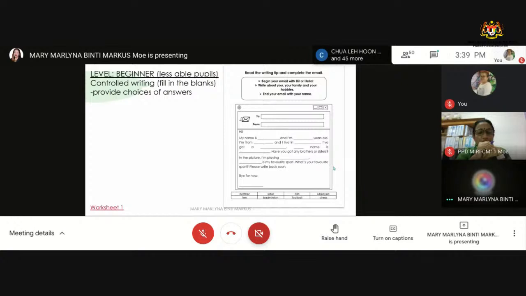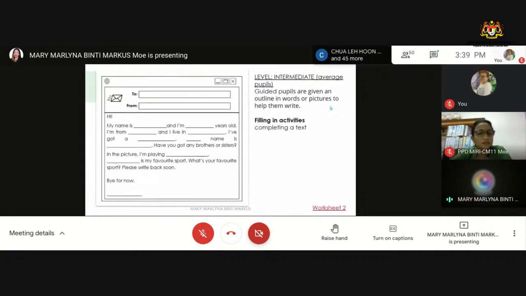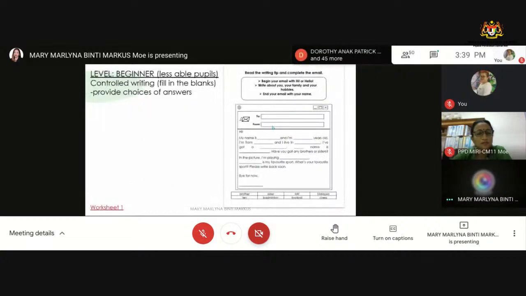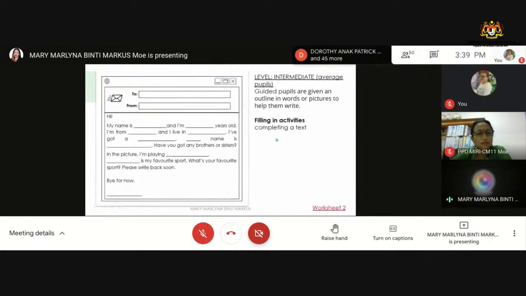Okay, so the next one, we'll go to the intermediate level for the average pupils. The guided pupils are given an outline in words or pictures to help them write. So for this one it is completing a text. It's the same as the beginner level, but the difference is we don't provide them any choices of answers. So we know that they're able to understand the text and complete the text on their own. Okay, this is for the intermediate, for the average pupils.